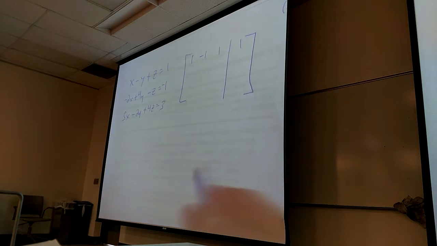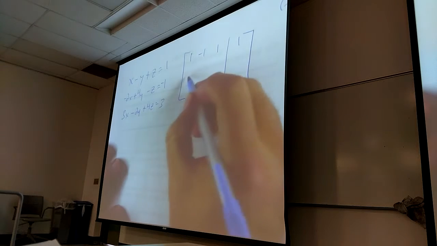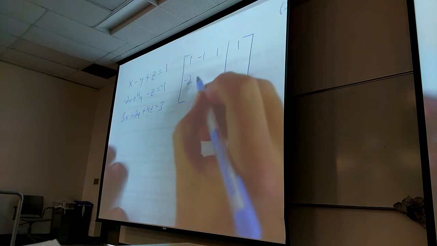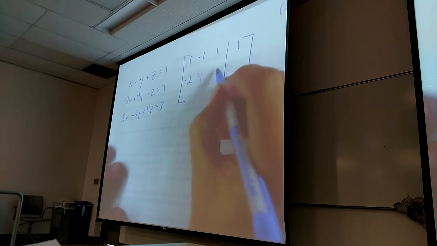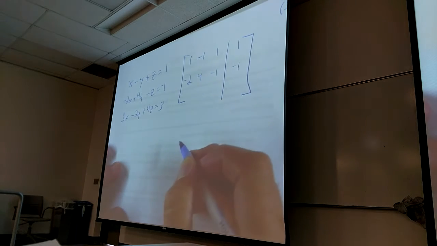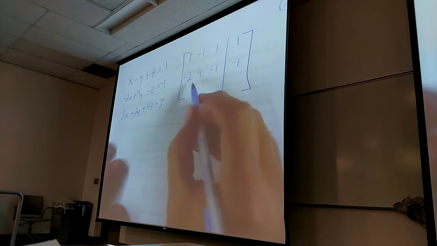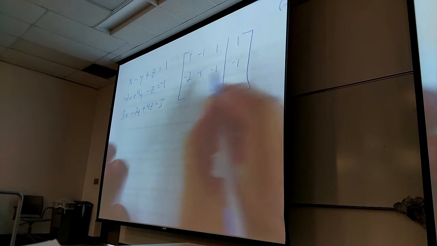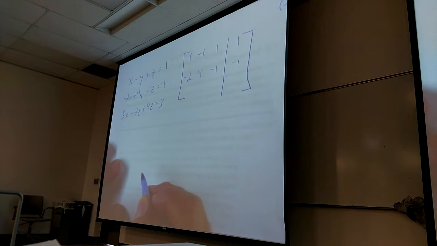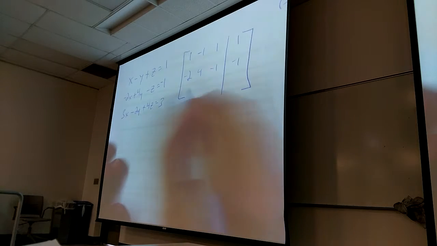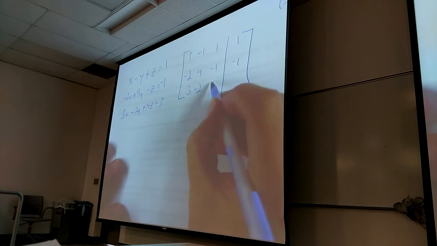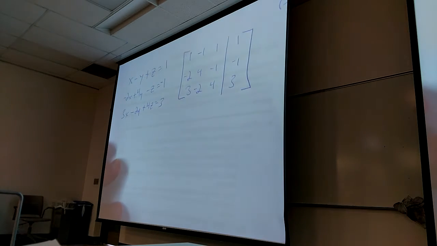So what does this next row look like? 2, 4, negative 2. Negative 2, 4, negative 1, negative 1. Is that cool? And there's Horace. 3, 4, 3. All right, I like it.